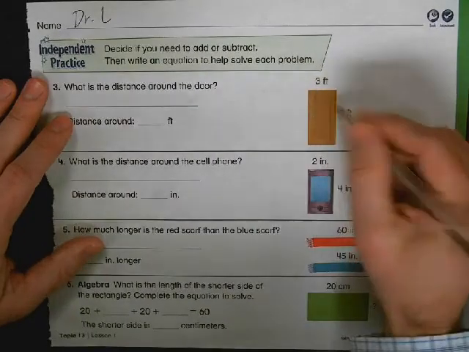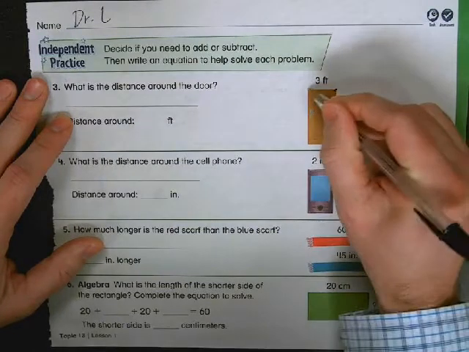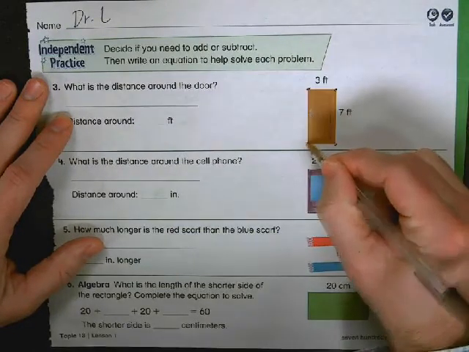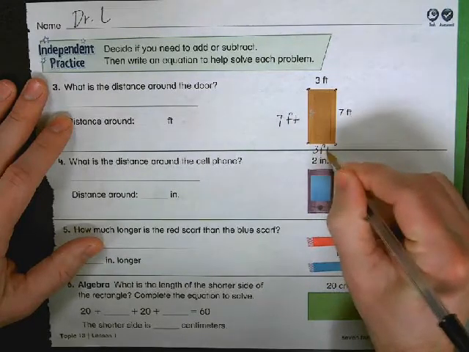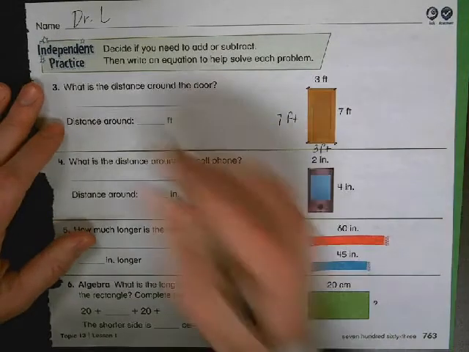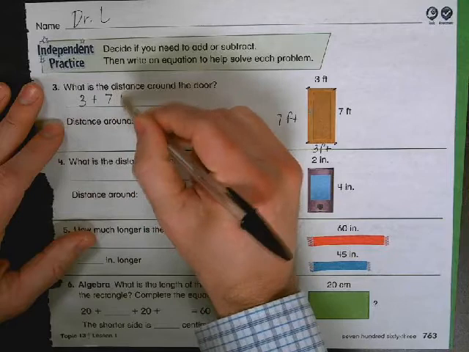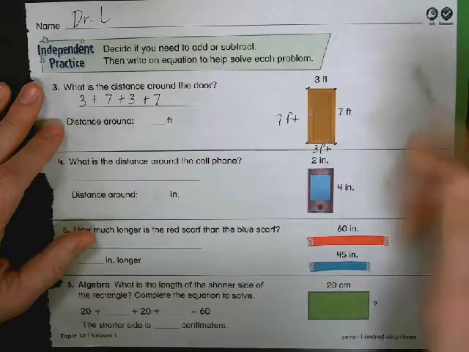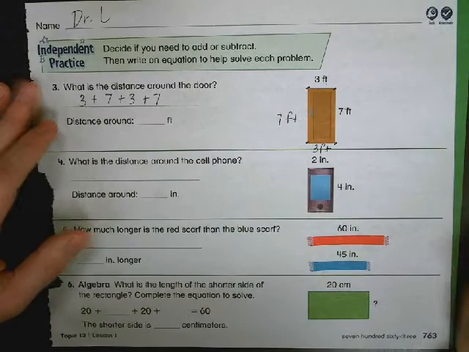Well, guess what? This side, from here to here, is 7 feet. From here to here is 3 feet. But from here to here is also 7 feet. And then down here is 3 feet. So my equation, the distance around the door, is 3 plus 7 plus 3 plus 7.